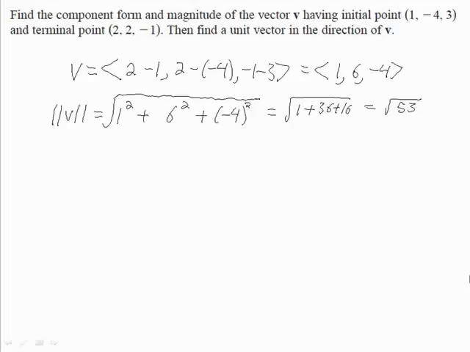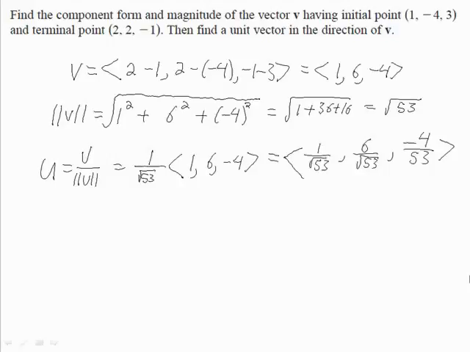A unit vector in the direction of v is v divided by the magnitude of v, which is equal to 1 divided by the square root of 53 times the vector 1, 6, -4, which is equal to the vector 1 divided by square root of 53, 6 divided by square root of 53, and -4 divided by square root of 53. And this simplifies to the vector the square root of 53 divided by 53, 6 times the square root of 53 divided by 53, and -4 times the square root of 53 divided by 53.